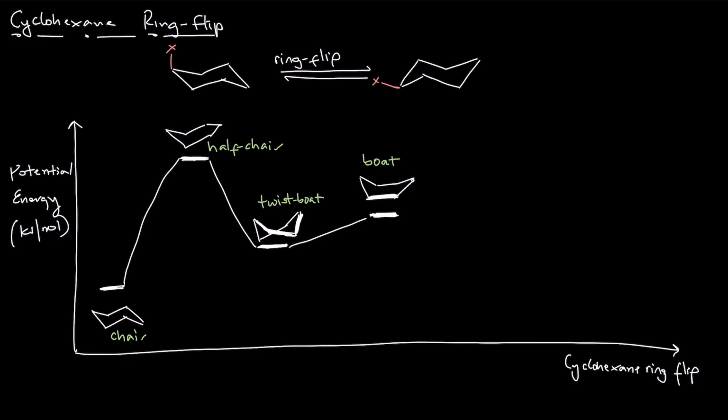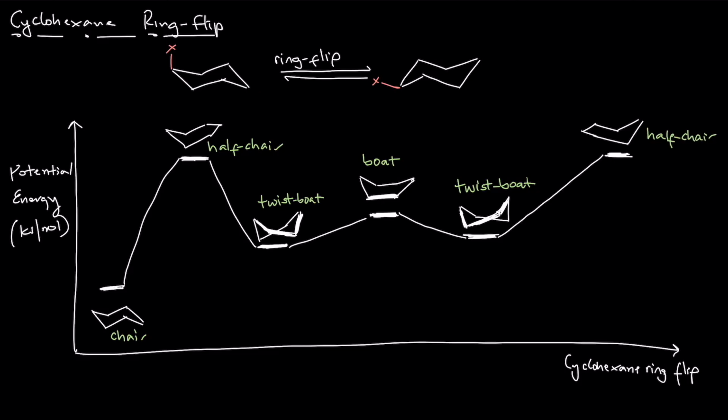You take the other side of your molecule and you start to twist it downwards, where you return back to another twist boat, just now in the opposite direction. And then you get to the half chair, so now the mirror image of the half chair you drew earlier on. And then finally to the ring flipped chair. So what we drew, that equilibrium going from one chair conformer to the other chair conformer, is actually a series of conformers in between, right? You go from a chair to a half chair to a twist boat, then to a boat, back to a twist boat, back to another half chair, and then all the way to the next chair conformer.